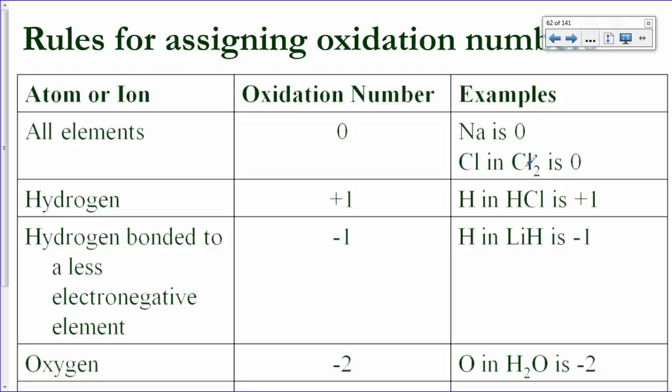Here's a hydrogen in HCl. Now, if you remember from grade 11, HCl is an acid, and acids need to ionize. So we basically found a way to ionize this into H+. And so it's typical that hydrogen has a +1 charge.